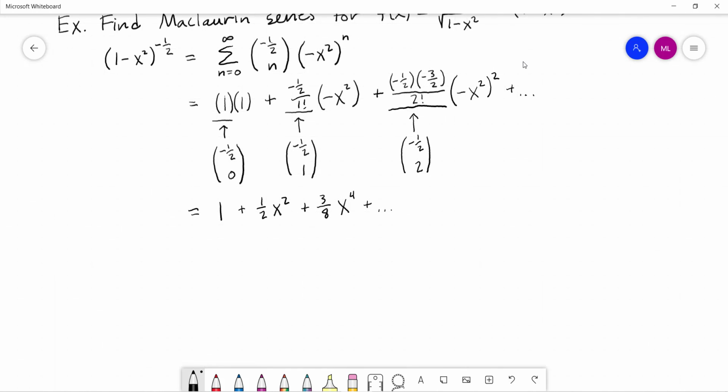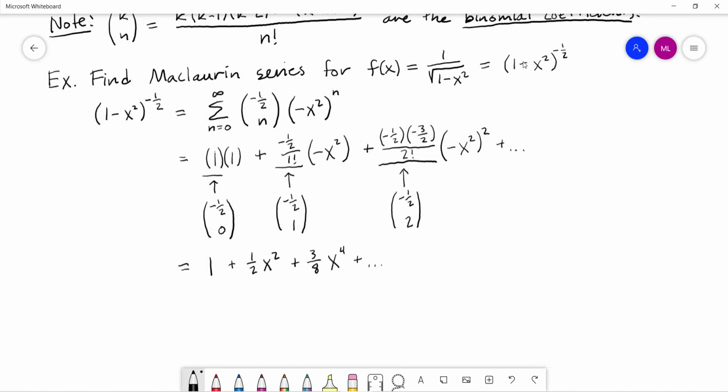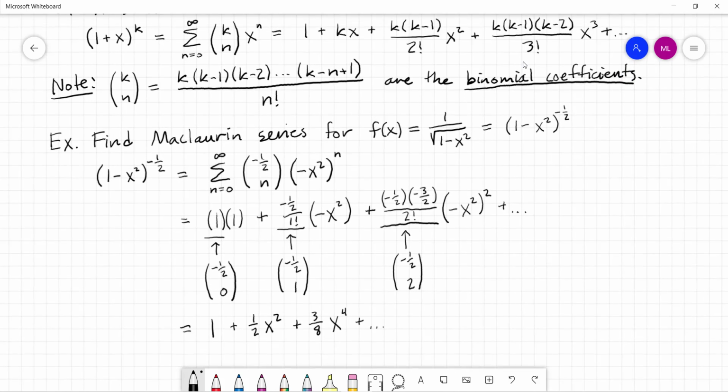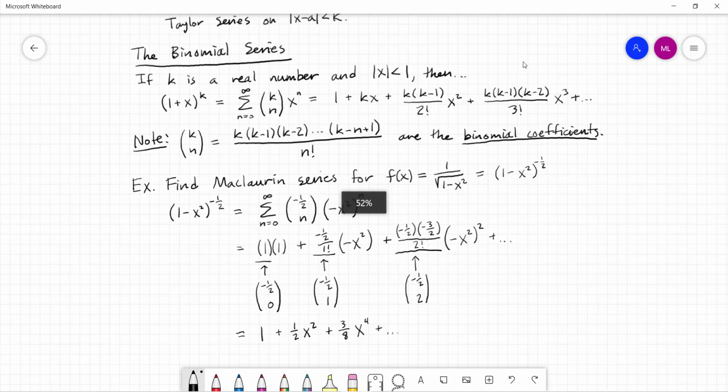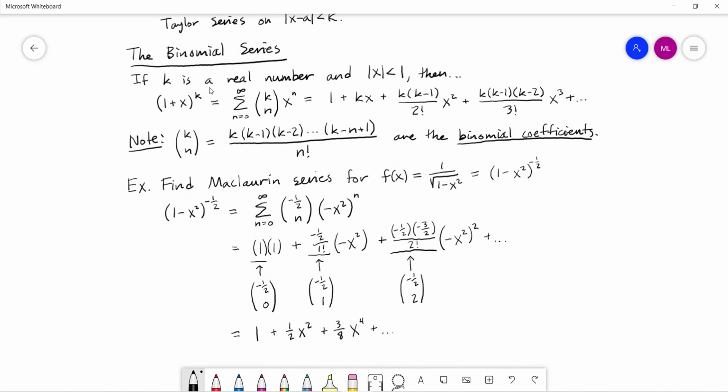Let's try one maybe that doesn't have to do with the binomial series. We'll look at some other ones that are a little bit more simple, but this is the one that we kind of need to have memorized. If you want 1 plus x to whatever value of k we have here, we could do square root functions because of this.